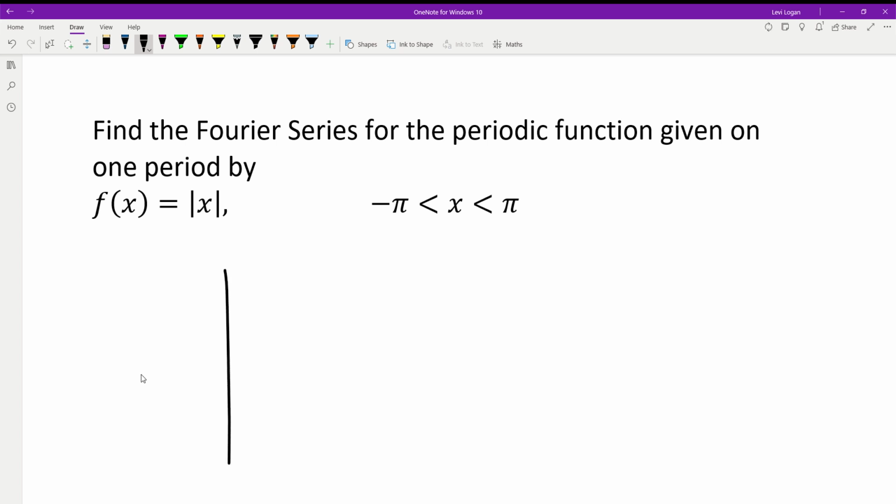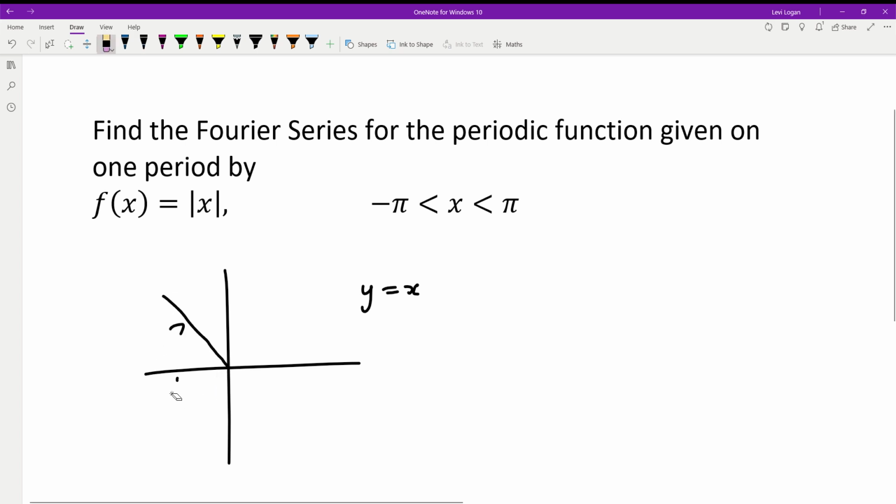So a good way to think about this function is to imagine the line y equals x. So this line that looks like this. And all these negative outputs here just get reflected up here. So it looks something like this. So you can rub out this line now, and then you have something like this here. And this is what y equals absolute value of x looks like.